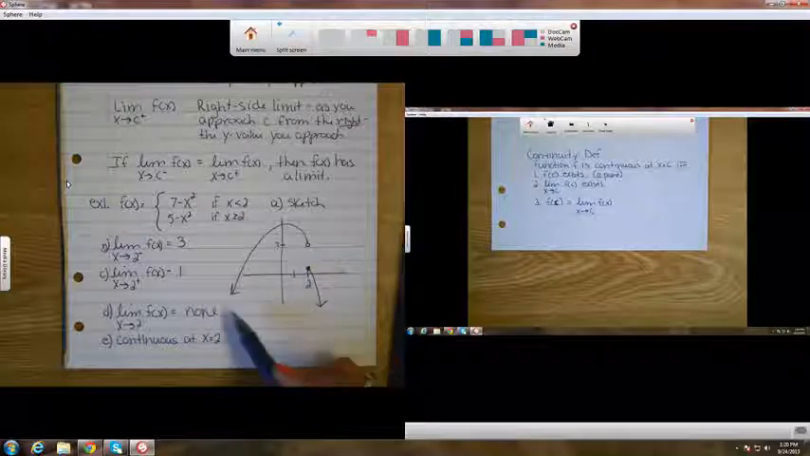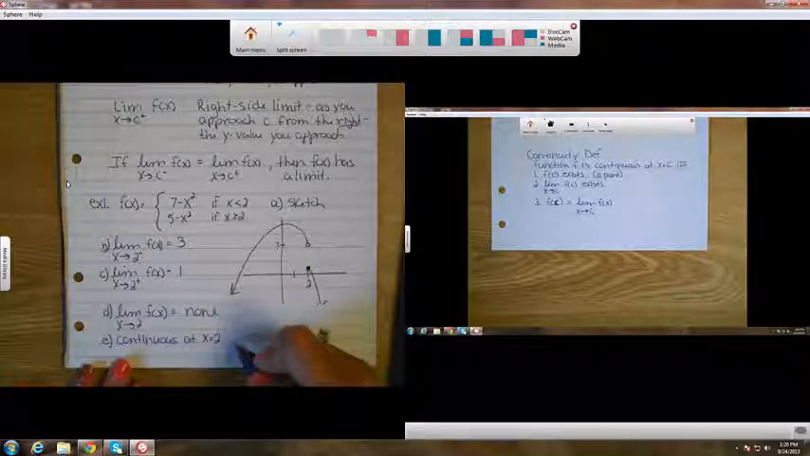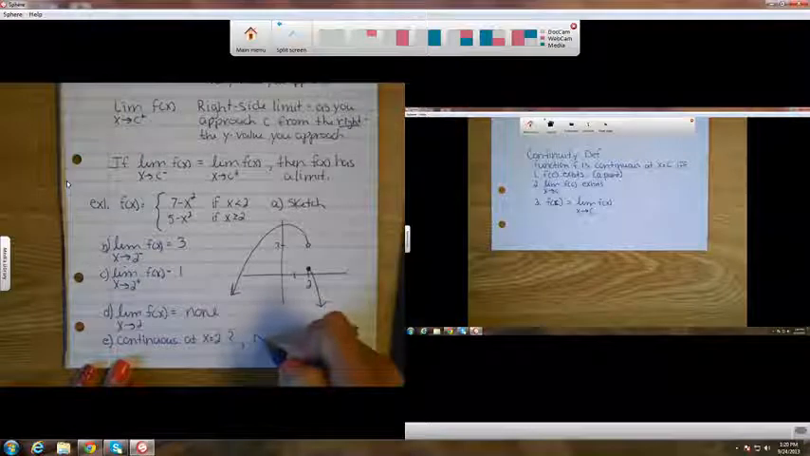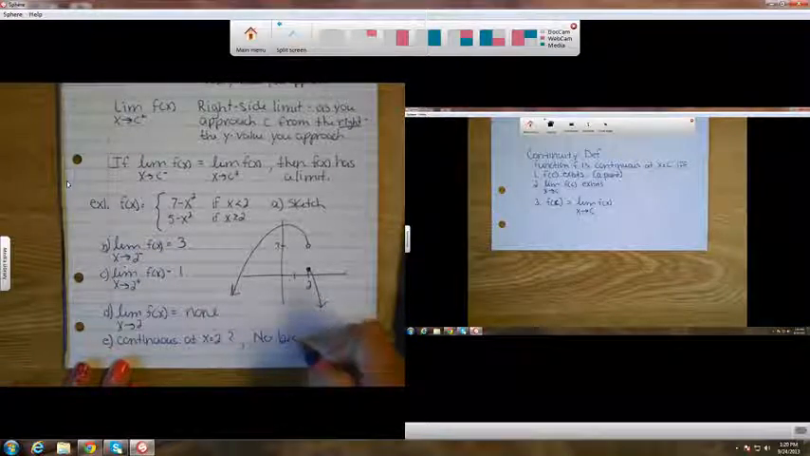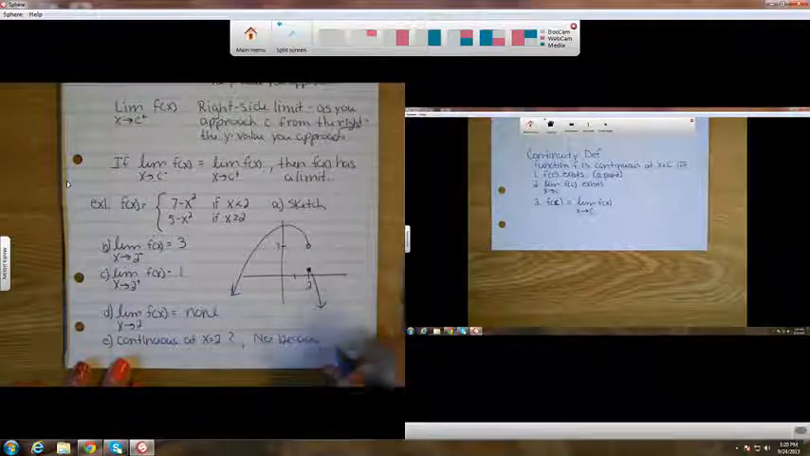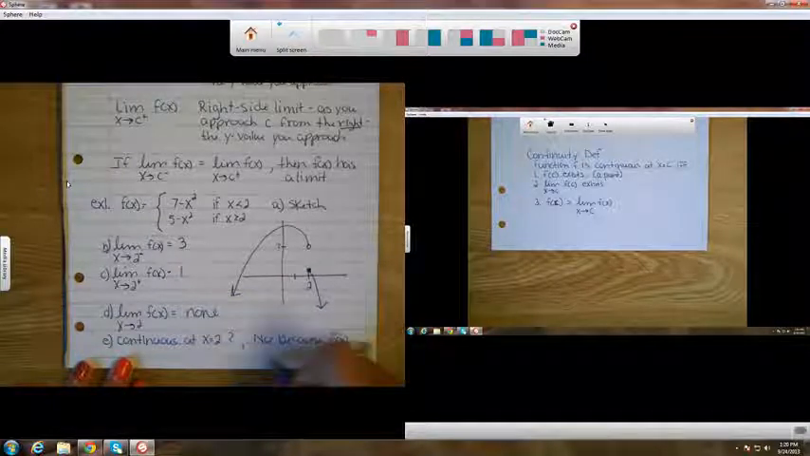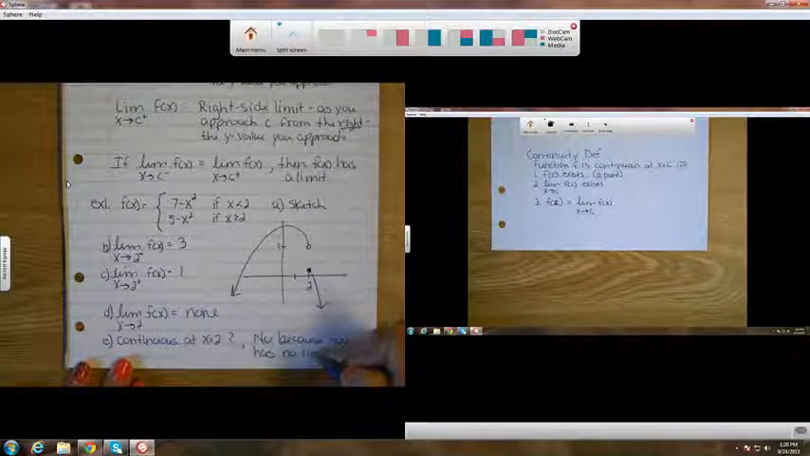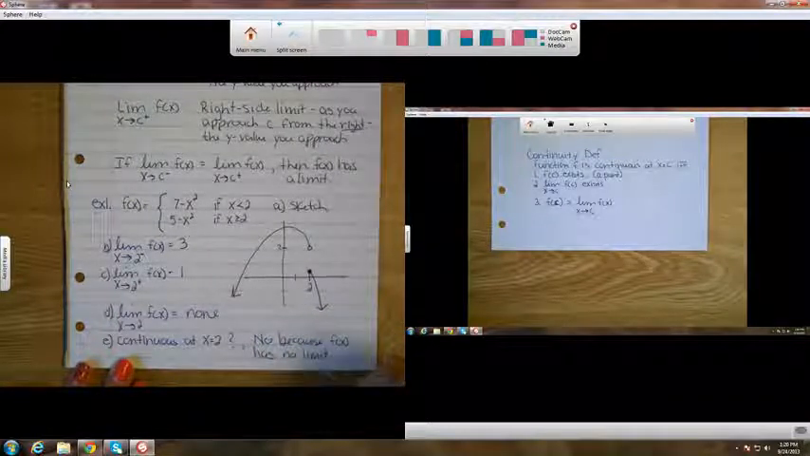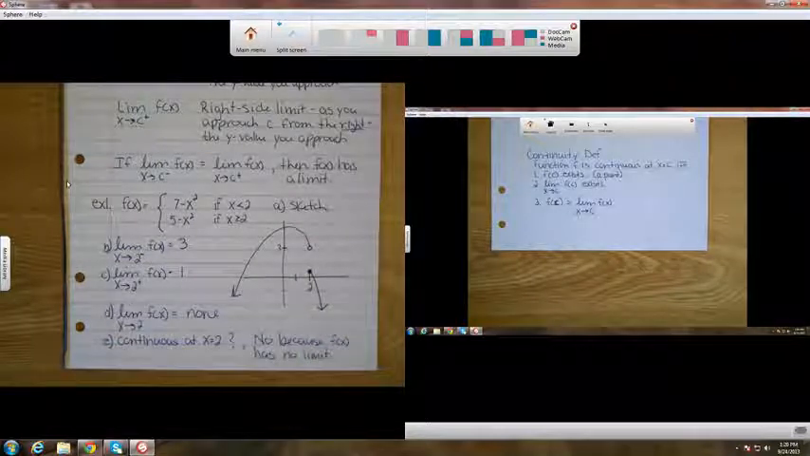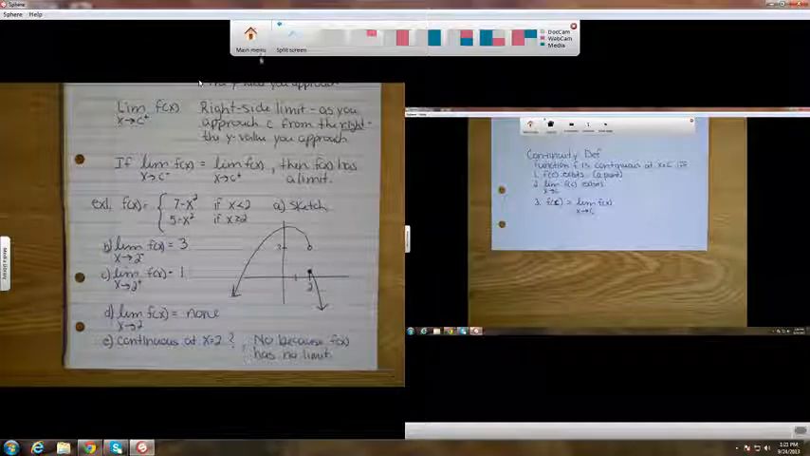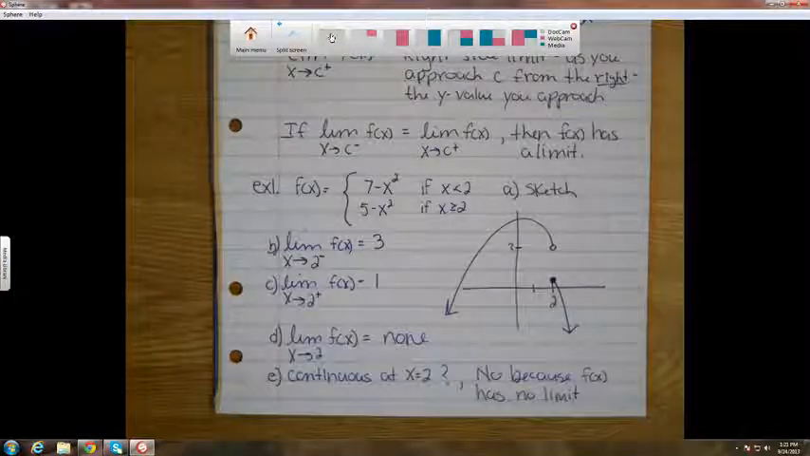Well, we just said there is no limit. So is it continuous? The answer is no, because f of x has no limit. Okay, so that's just a quick review of the 3-part continuity definition. You have to have a point, you have to have a limit, and they have to be the same. Okay, I'm going to get rid of that and move on to our next example.